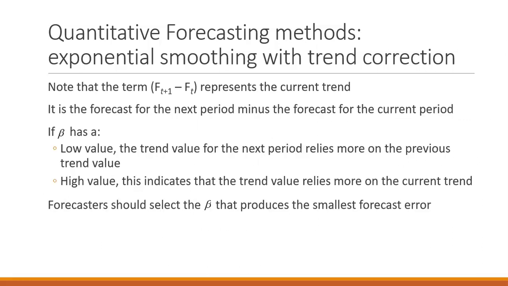Okay. Then once we've used trend correction, if that beta, that smoothing parameter, has a low value, then the trend value for the next period relies more on the previous trend value. And if our beta has a high value, this indicates that the trend value relies more on the current trend. So again, we're looking at selecting the beta that produces the smallest forecast error.